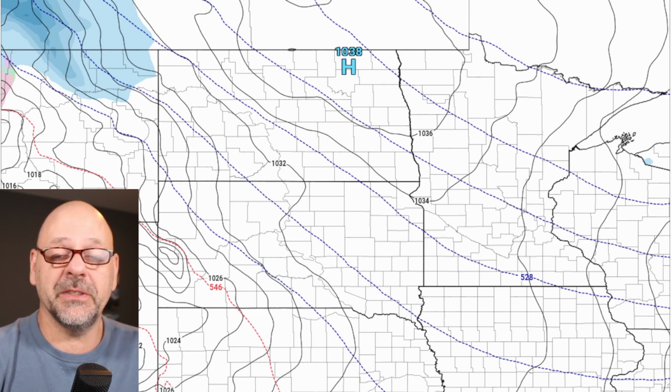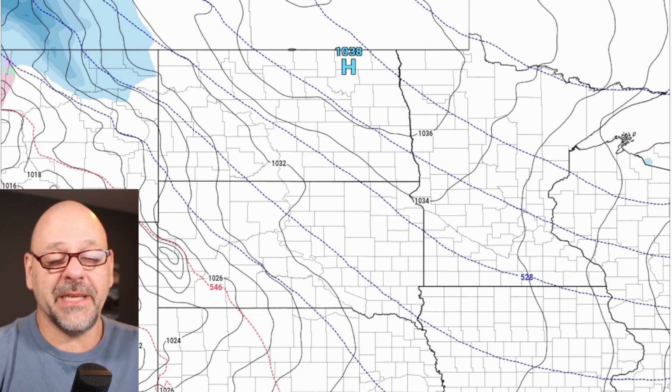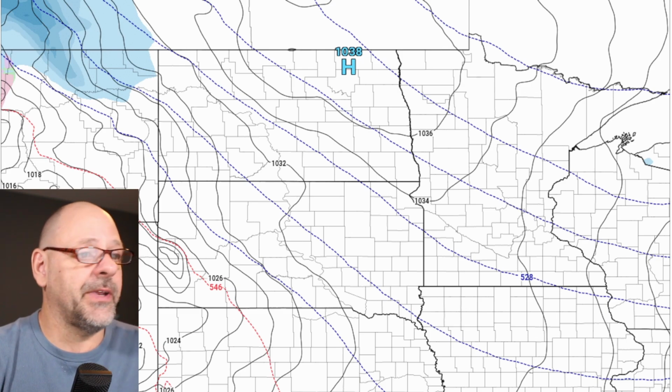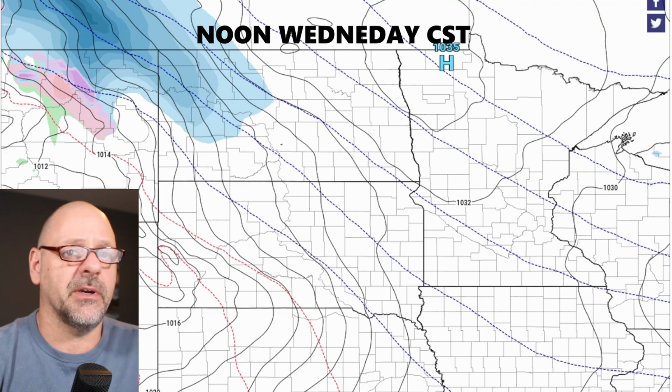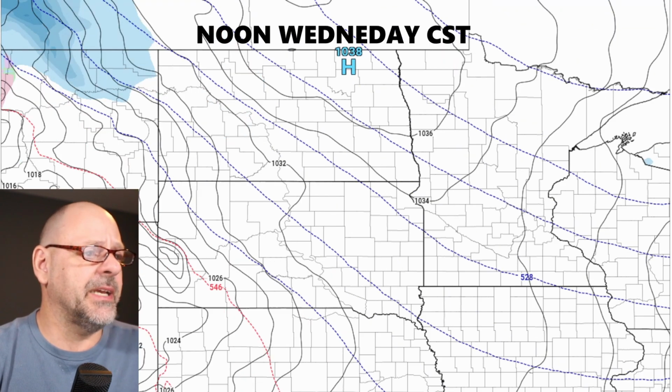An update on the storm system that's moving through our region beginning Wednesday afternoon and continuing on through Thursday. So we're starting off here on our model looking at Wednesday right around noon, and we're starting to see just the beginning of this storm system.